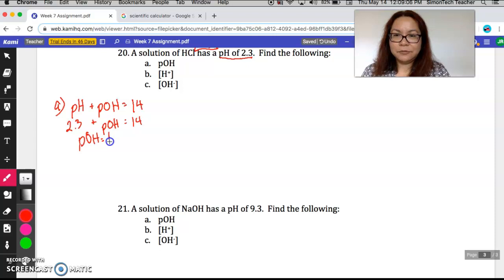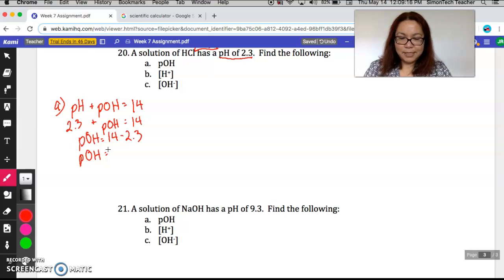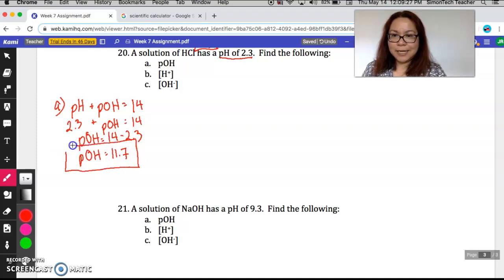pOH will be 14 minus 2.3, and your value for the pOH will be 14 minus 2.3. The pOH will be 11.7. 11.7, that is the answer for A.